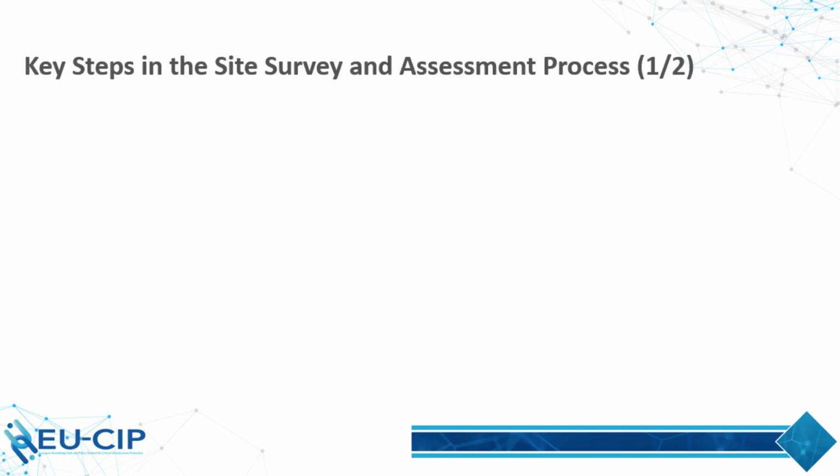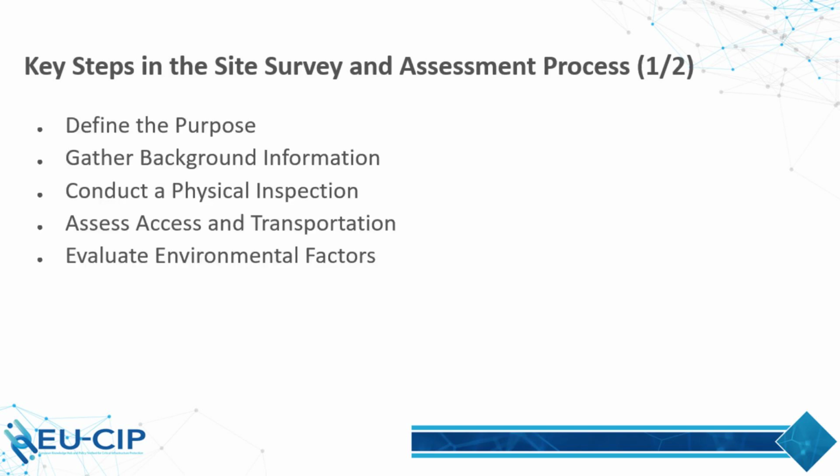The key steps in the site survey and assessment process are: 1. Define the purpose. Before starting a site survey and assessment, it is important to clearly define the purpose of the project. Whether it is for constructing a building, installing equipment, or conducting a feasibility study, the purpose will guide the assessment process.